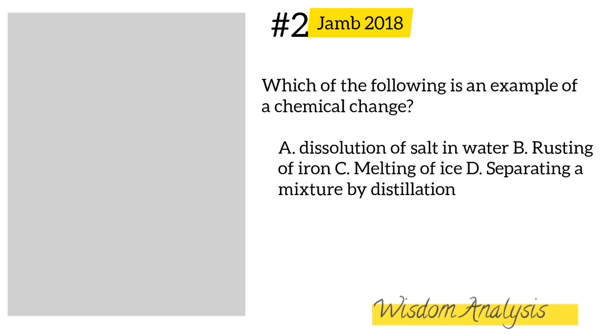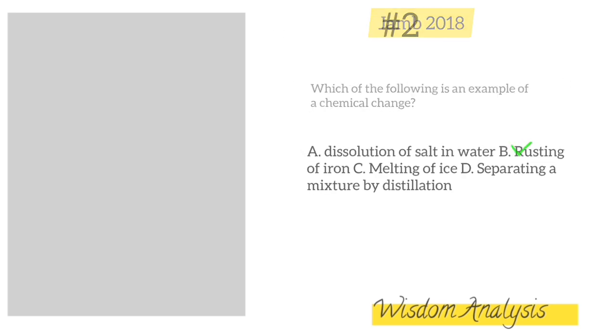Which of the following is an example of a chemical change? A. Dissolution of salt in water. B. Rusting of iron. C. Melting of ice. And D. Separating a mixture by distillation. Now, you can see that the answer is B. Rusting of nail, because you cannot easily reverse a rusted nail into the normal one again. A chemical reaction occurred in the process, so it is not a physical change but a chemical change.